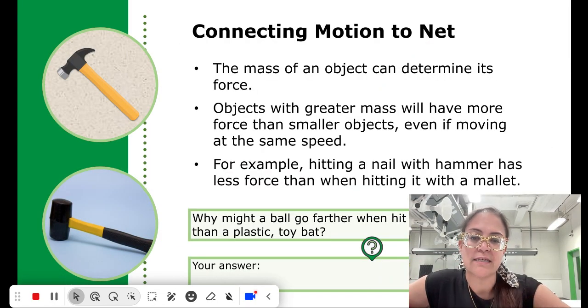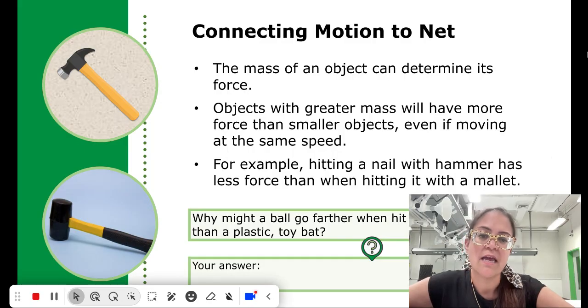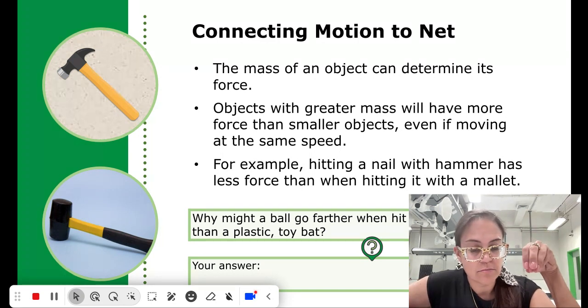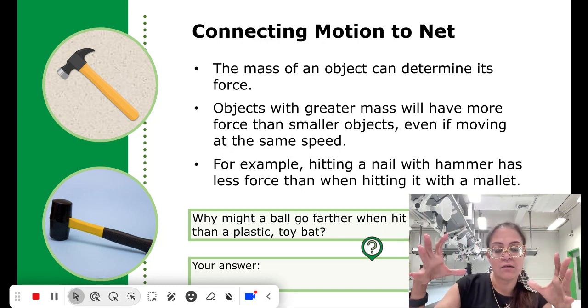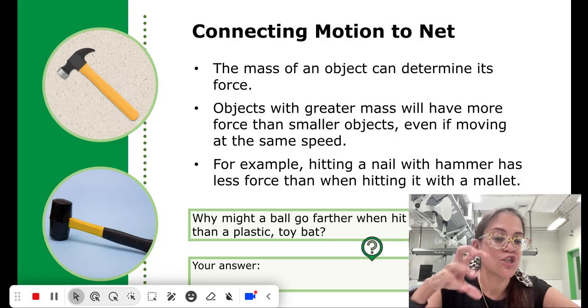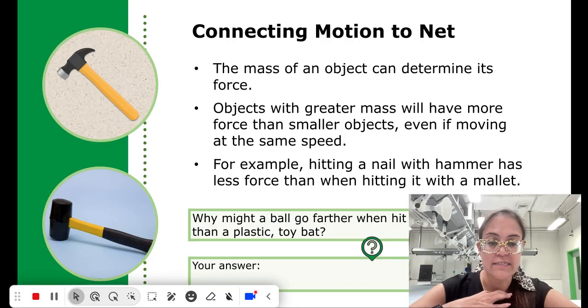All right, so connecting motion to net force. The mass of an object can determine its force. Objects with greater mass will have more force than smaller objects, even if they're moving at the same speed. If you have a little tiny sports car and a great big truck, and they're both going down the road at 70 kilometers per hour, the truck, just because it is so much bigger, has way more force than the small car does.